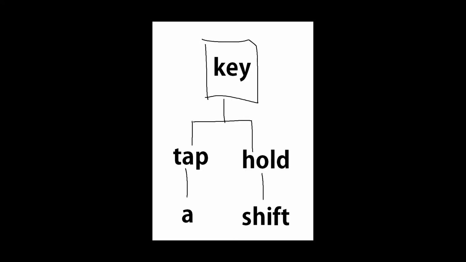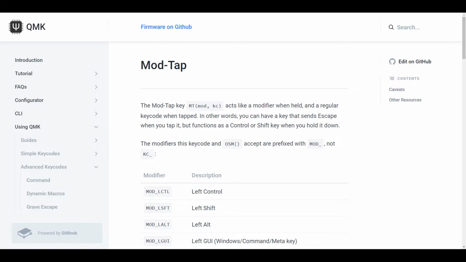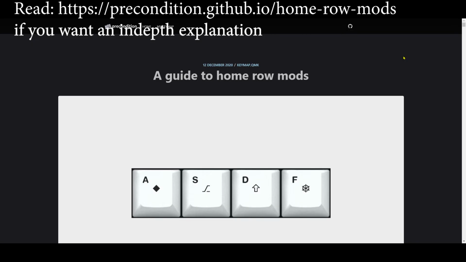It's only when you hold down the key and press another key that something actually will happen. So what if our modifiers could do something when we tap them and then act like the modifier when held? This is what modtap does for us, and more specifically, we will use home row mods, in which we put the modifiers on the home row.